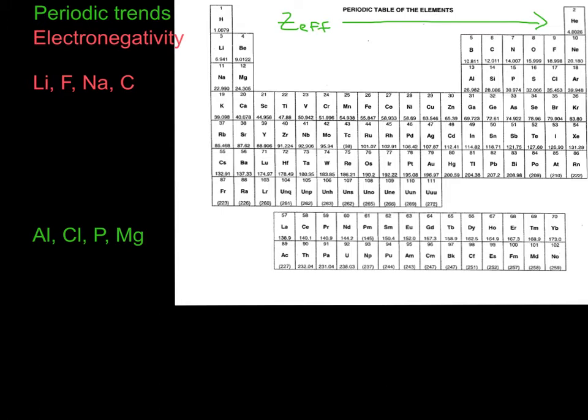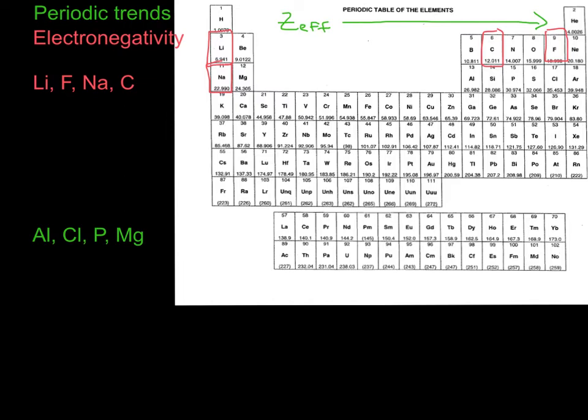All right, so let's go ahead and look at our first example. Okay, and our first example, let's go ahead and find everybody on the periodic table. So we have lithium, fluorine, sodium, and carbon. So let's find them. All right, so there's lithium, fluorine, sodium right here, and carbon. Okay, so there we are.